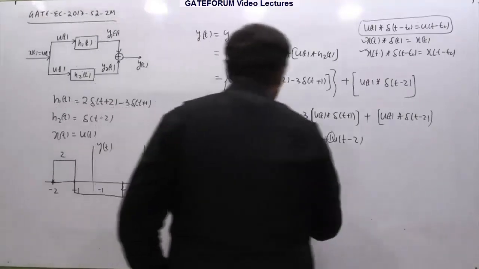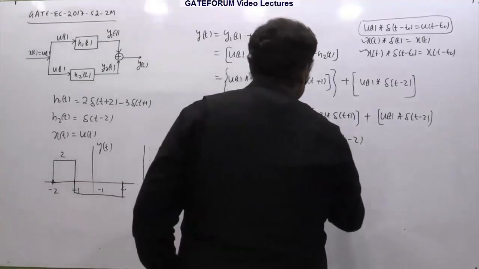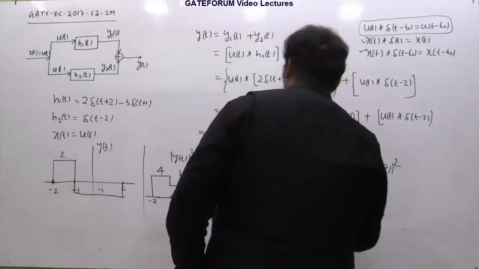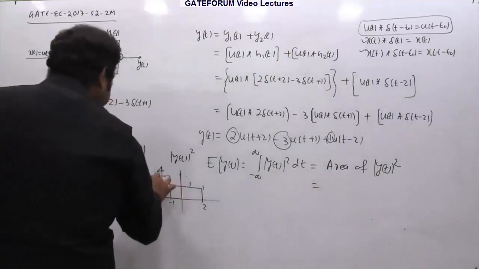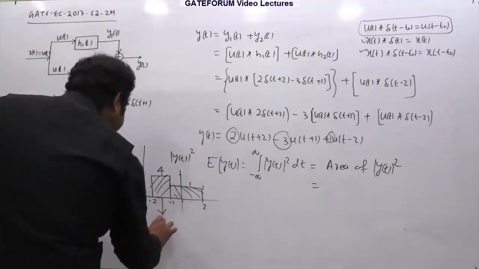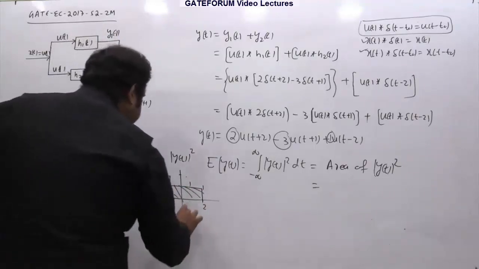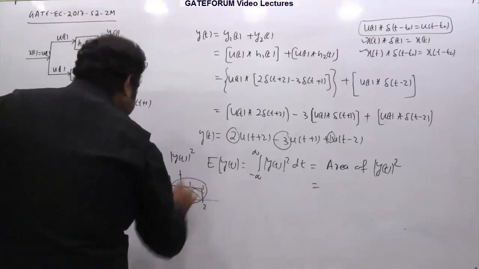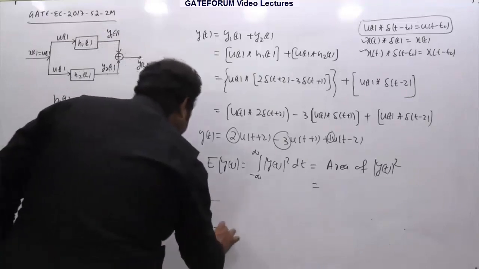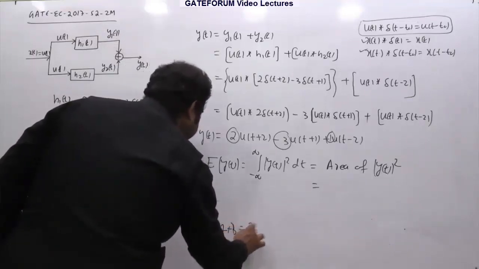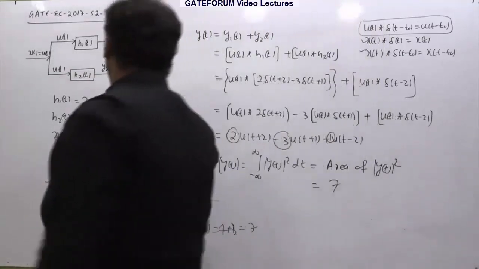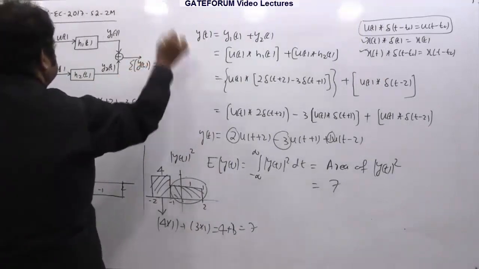And this integral is the integration of mod of yt square. What does that integration give? The area of mod of yt square. So if you find the complete area, you can think of it as two rectangles. What is the area of this rectangle? The height is 4 and the width is 1. And for this rectangle, the width is 3 and height is 1, right? So 4 plus 3 comes to 7. So the area of the mod yt square function is 7, and the answer, that is the energy of y of t, is equal to 7.